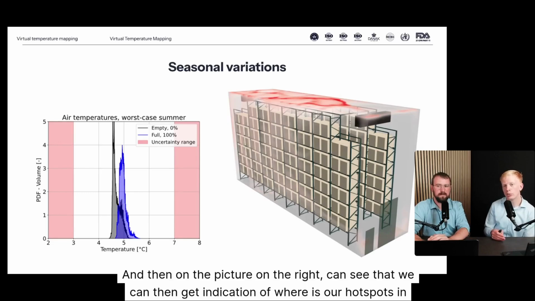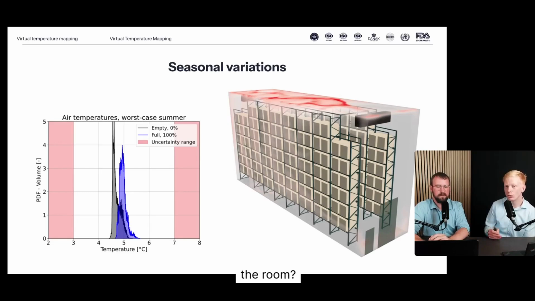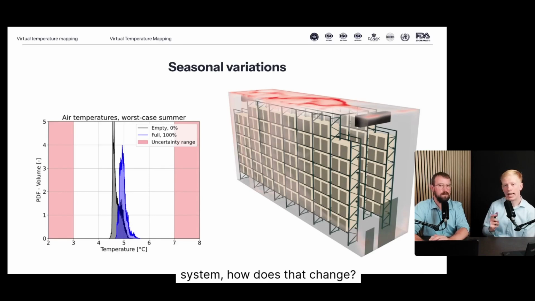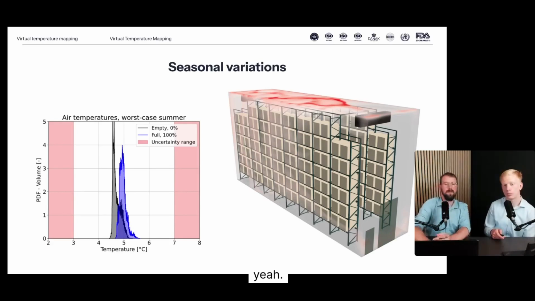And then on the picture on the right, you can see that we can get an indication of where our hotspots in the room are. Is it close to any goods? If so, where is it located? And also if it changes as we go into a winter scenario, or if you have redundancy and an A/B system, how does that change? That we can check in the virtual model.